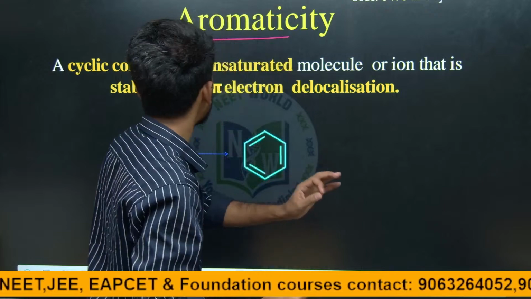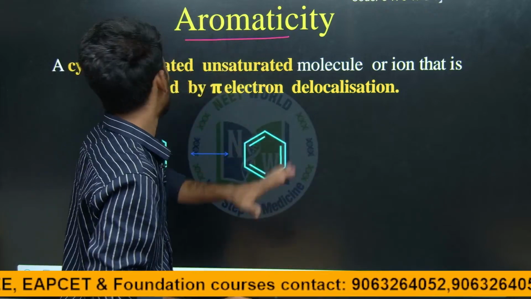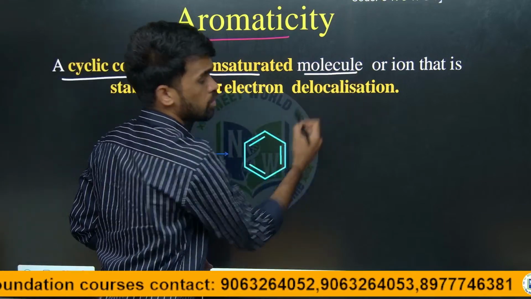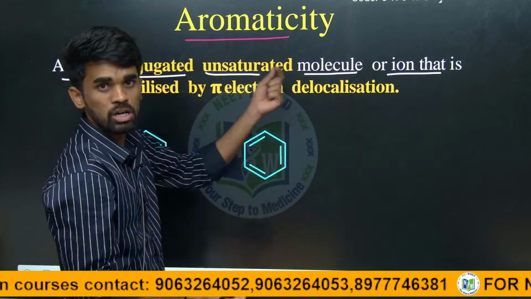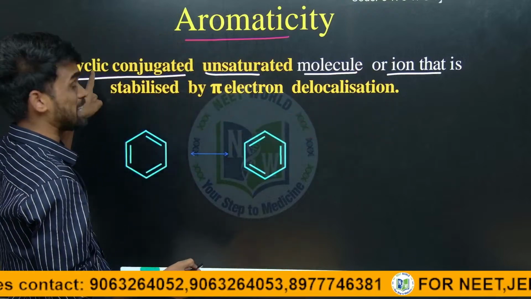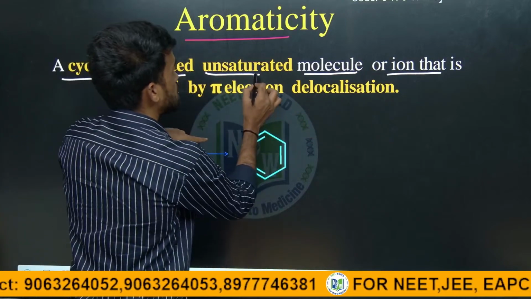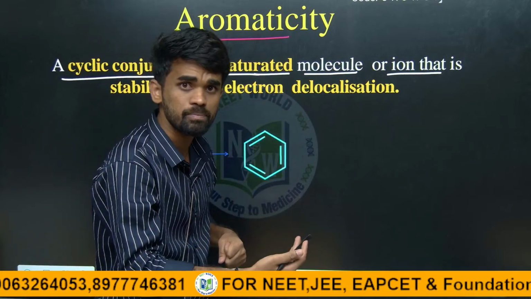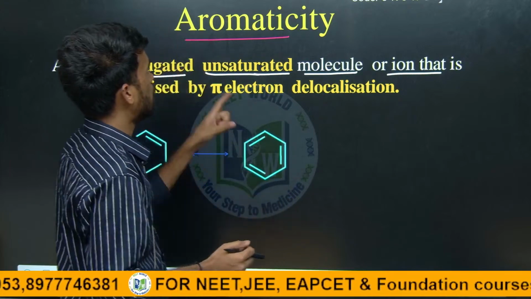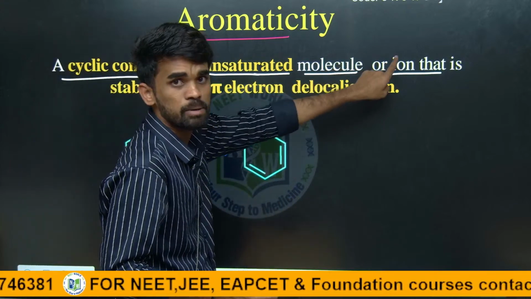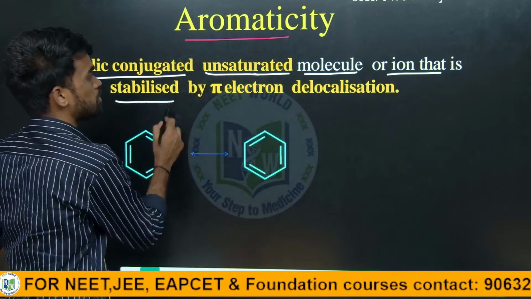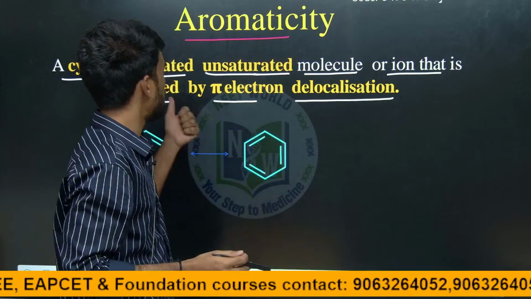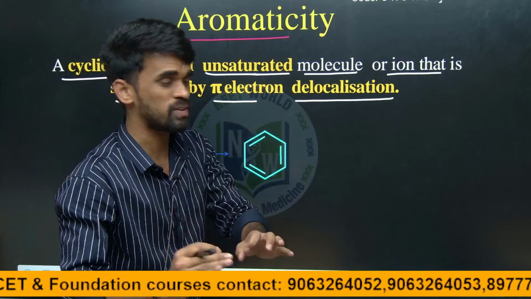First of all, what exactly is an aromatic compound? Just listen to this. It is a cyclic, conjugated, unsaturated molecule or ion. It may be a molecule or an ion, but it has to be cyclic, conjugated and unsaturated. Unsaturated means it must have some pi bonds in it. That is stabilized by pi-electron delocalization. So how is that molecule stabilized? Pi-electron delocalization.